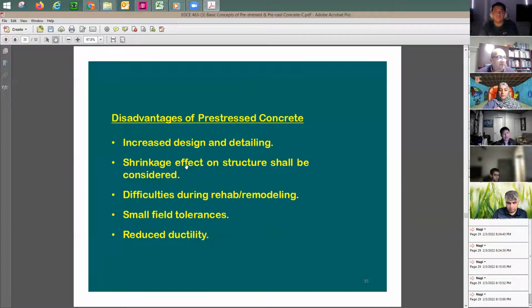Also, the shrinkage. You need to consider the shrinkage of the concrete and the aggregate. Why? Because of the losses. The pre-stress losses is going to be a big deal. And the type of material that you use is going to be affecting the shrinkage. You don't have this problem in conventional concrete. So the losses is going to be another thing that you need to look at.